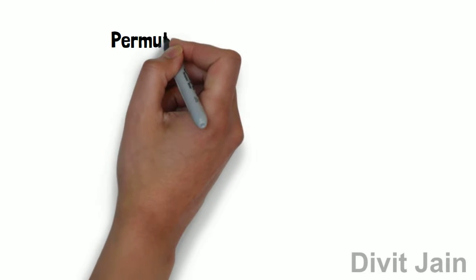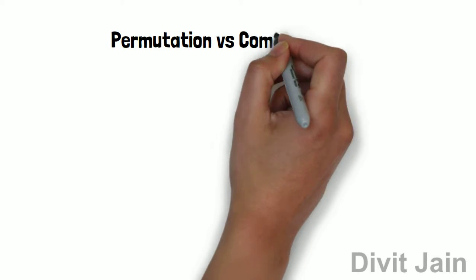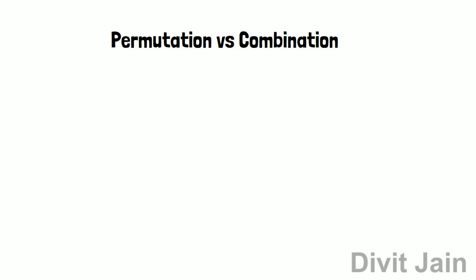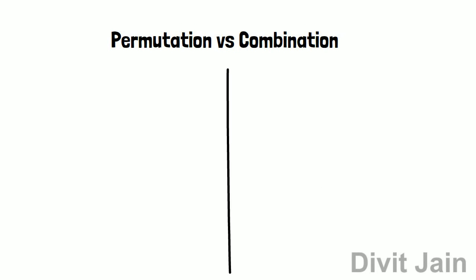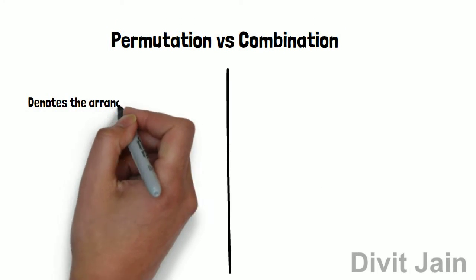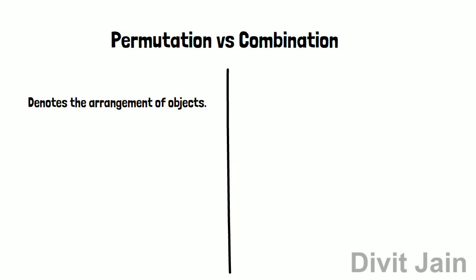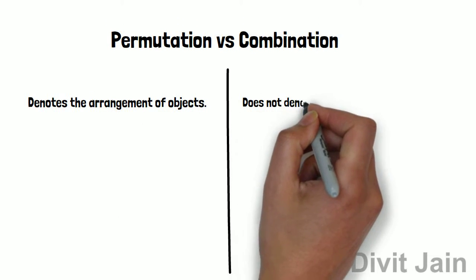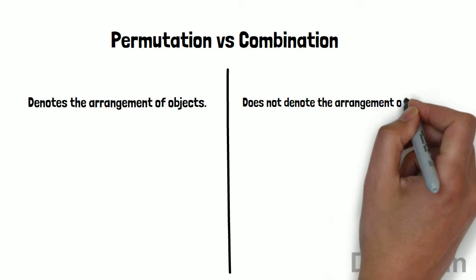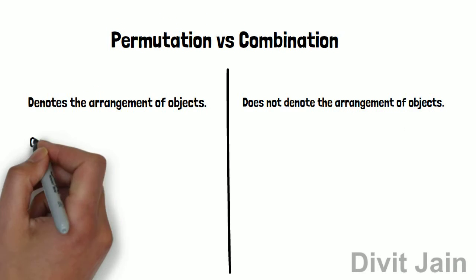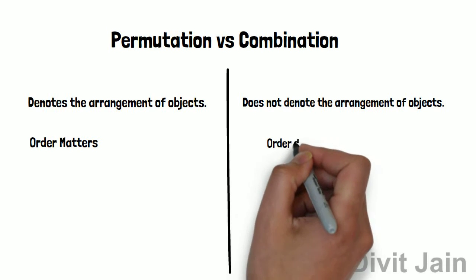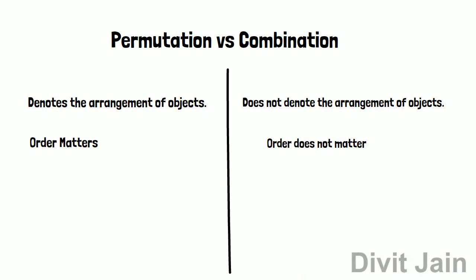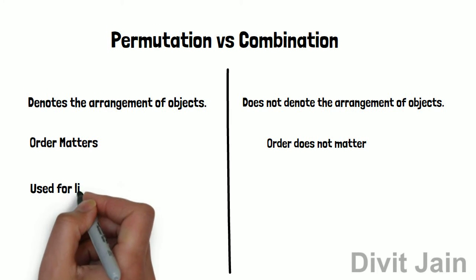Now the question comes, what is the difference between permutation and combination? Let us discuss that and then we will go through some examples. Permutation denotes the arrangement of objects. Combination does not denote the arrangement of objects. Order matters in permutation, but in combination, order does not matter. Permutation is used for lists and combination is used for groups.